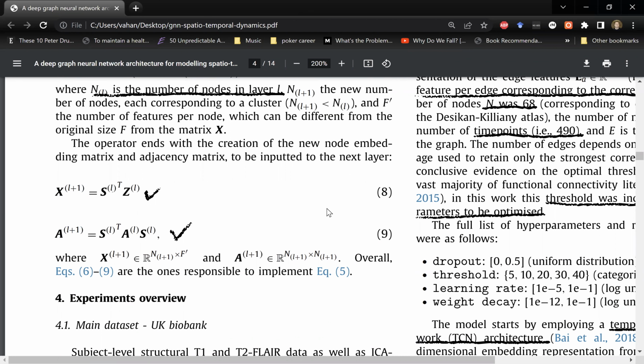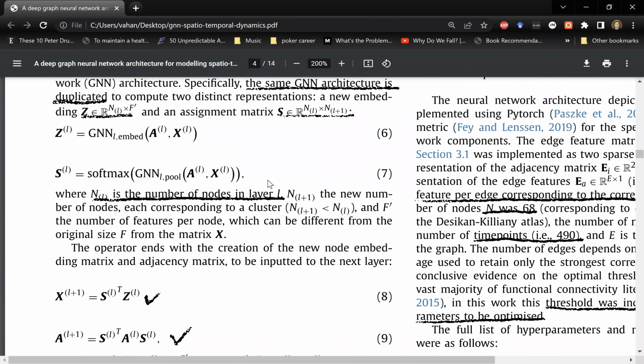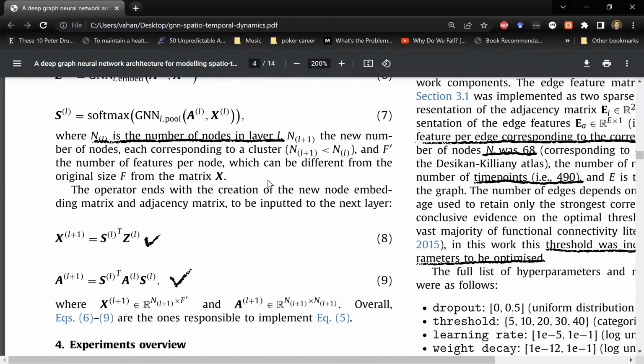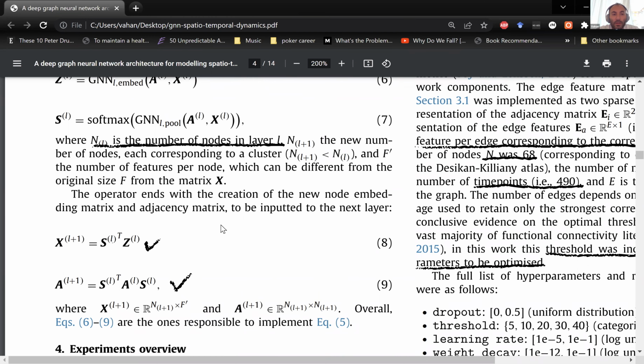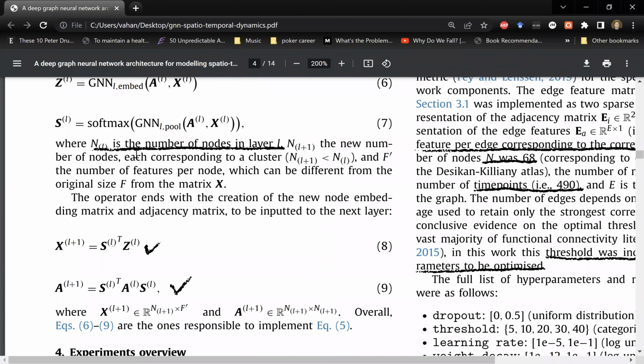So the N L plus one, is this something you fix a priori? I didn't understand, Alexander. Can you repeat please? Sorry, can you hear me? Yes. So the N L plus one, the number of nodes of the next graph, is this like some parameter you set up a priori? It's iterative, right? You start with one node, and then iteratively you add more layers.